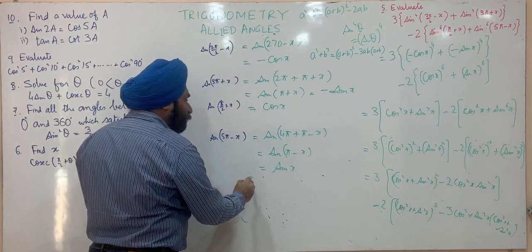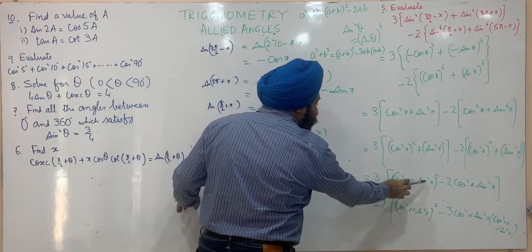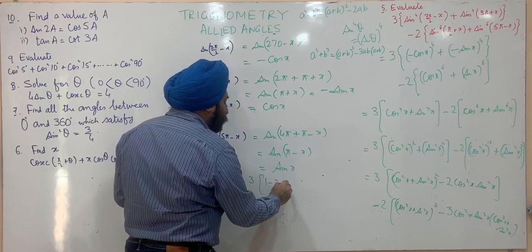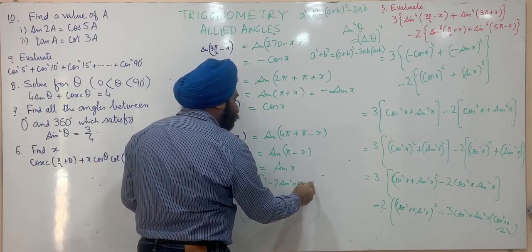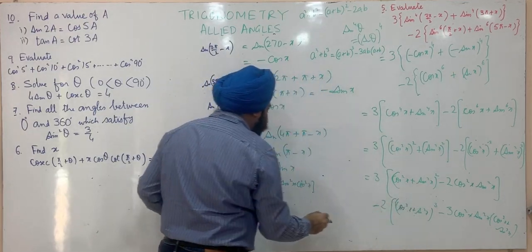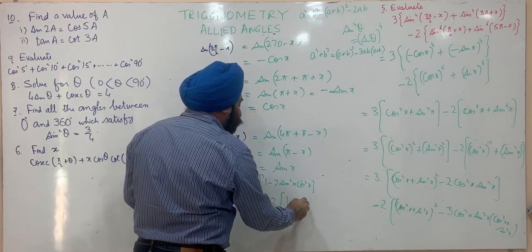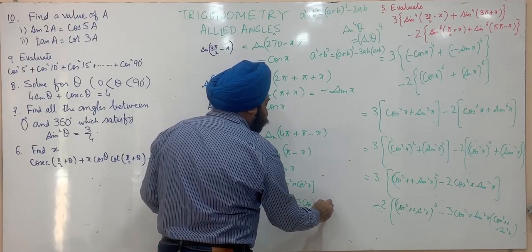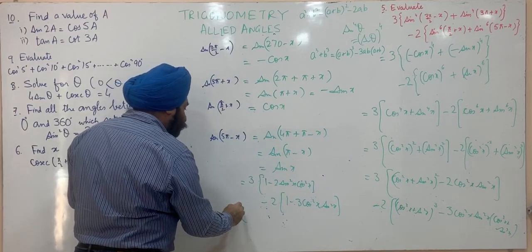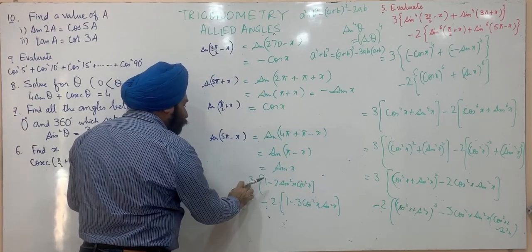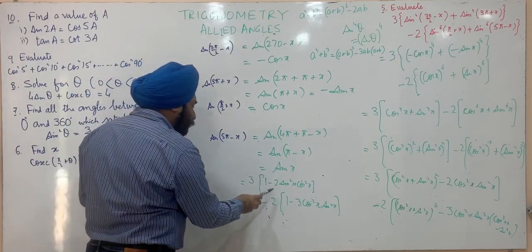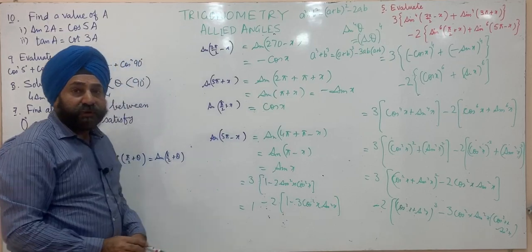This simplifies to 3 times: cos square of x plus sine square of x is 1, 1 square is 1, minus 2 sine square of x into cos square of x, and minus 2 into this: 1 cube is also 1, minus 3 cos square of x into sine square of x into cos square of x plus sine square of x, that's 1. So this will be 3 into 2 minus 6, this will be plus 6. So we will be left with 3 minus 2, that's 1. 1 is the answer.